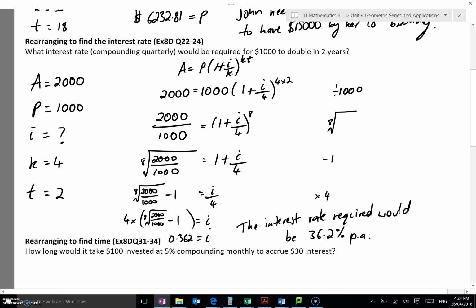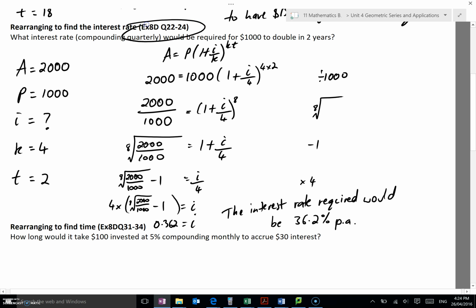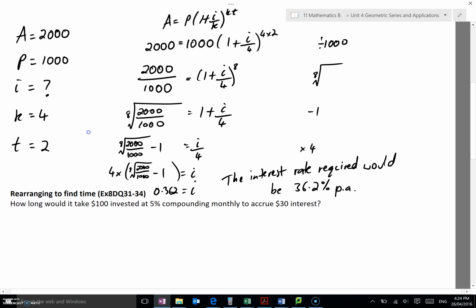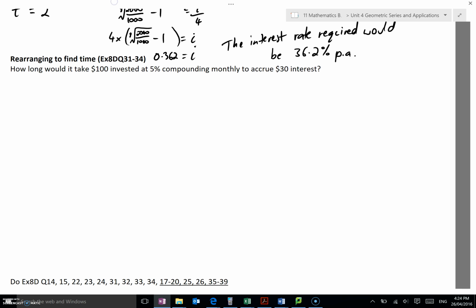Any questions? If so, go ask someone or try some of these questions. The final one, which is probably the most difficult, is rearranging to find time. But again, I'm not going to change anything. I'm going to list all of these things I either know or I'm trying to find.